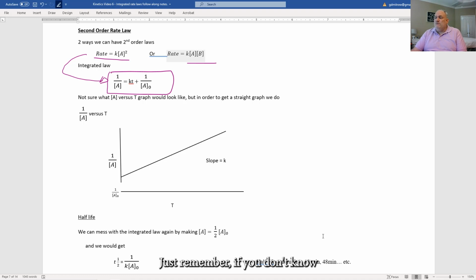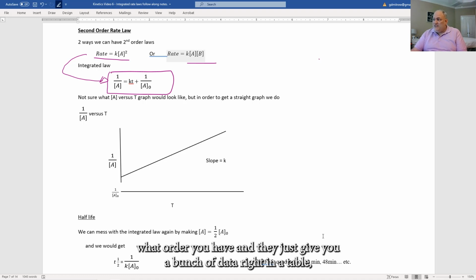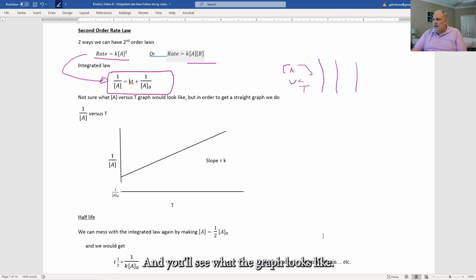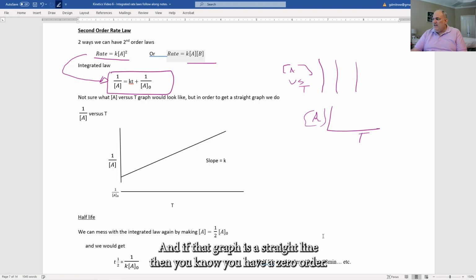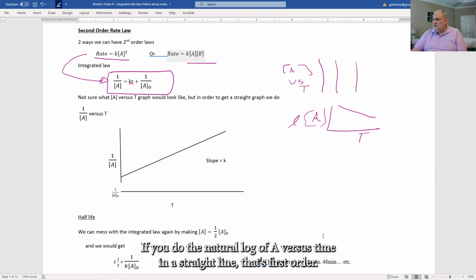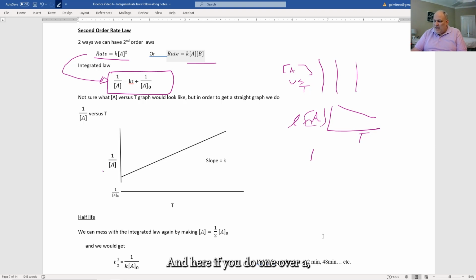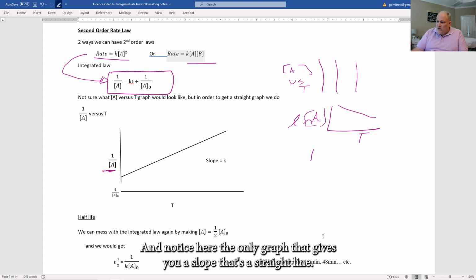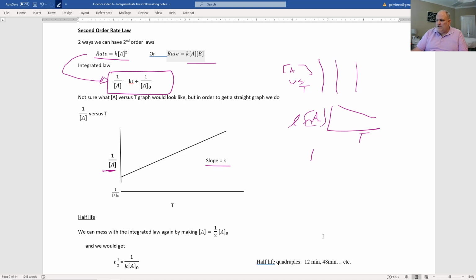Because remember, if you don't know what order you have and they just give you a bunch of data in a table, what you'll do is plot the concentration of A versus time, and you'll see what the graph looks like. If that graph is a straight line, then you're going to know you have a zero order. If you do the natural log of A versus time, and that's a straight line, that's first order. And here, if you do 1 over A, and you get a straight line, it's going to be second order.